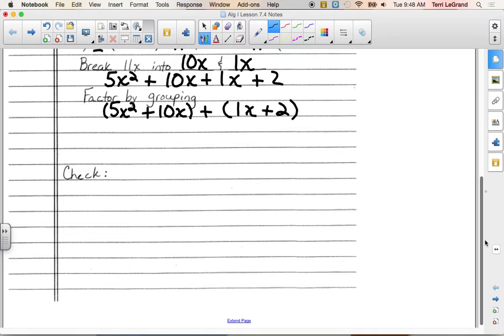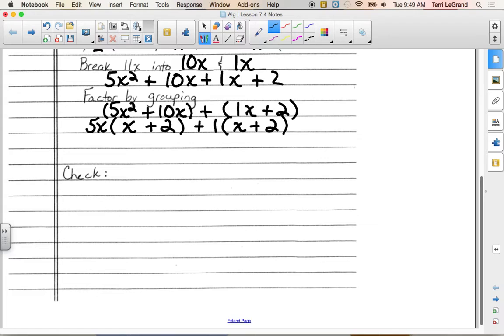What's the GCF of the first group? 5x. The resulting factor for that one, after you divide each of those terms by 5x, what do we have? X plus 2. 5x squared divided by 5x is x. 10x divided by 5x is 2. That takes care of that group. Now our second group. What's the GCF of 1x plus 2? 1. So we have x plus 2.